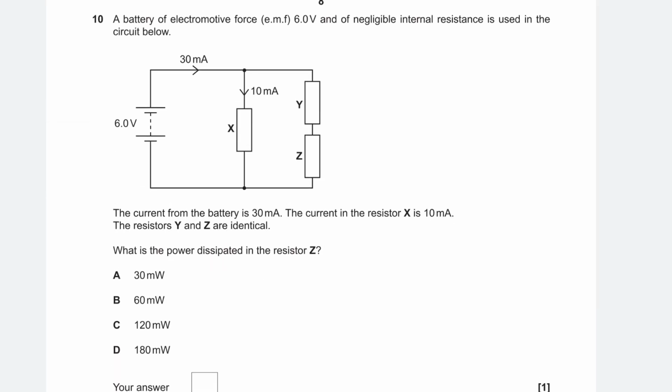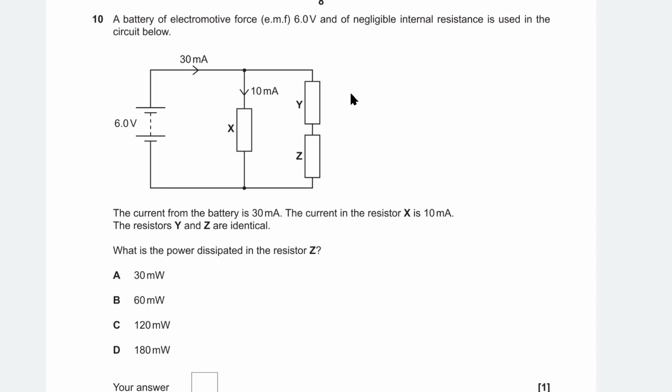A battery of EMF 6 volts and negligible internal resistance is used in the circuit below. The current from the battery is 30 milliamps. The current in the resistor X is 10 milliamps. Two resistors Y and Z are identical. What is the power dissipated in resistor Z?